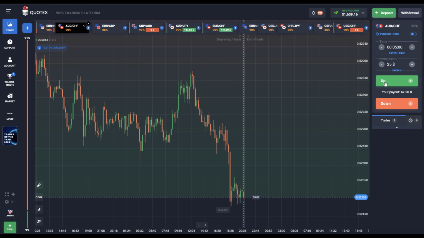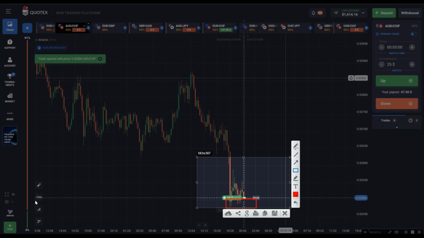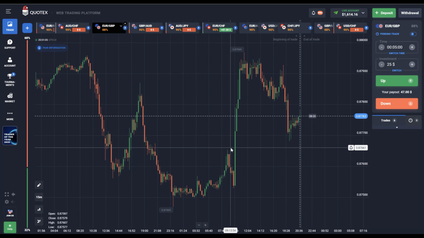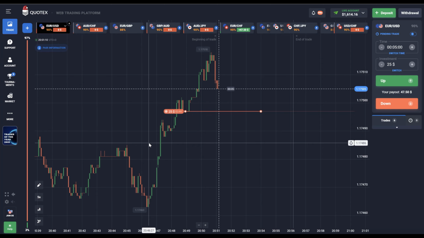Australian dollar, Swiss franc. I will open a trade for an upward movement, as it is at a local minimum on the 15-minute chart. And so far the price cannot break through this zone. That's why I decided to open a trade for an upward movement right here. 6 trades are open. Let's see what's actually happening.